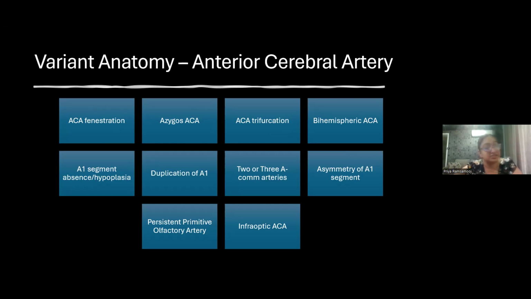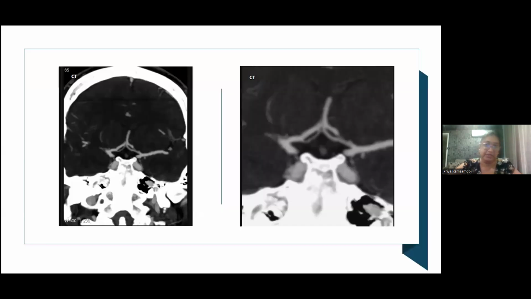You can have a persistent primitive olfactory artery, and you can have intraoptic ACA. What that is, is where the ACA travels inferior or through the optic nerve. So I've just included a few images to show you some of these variants.